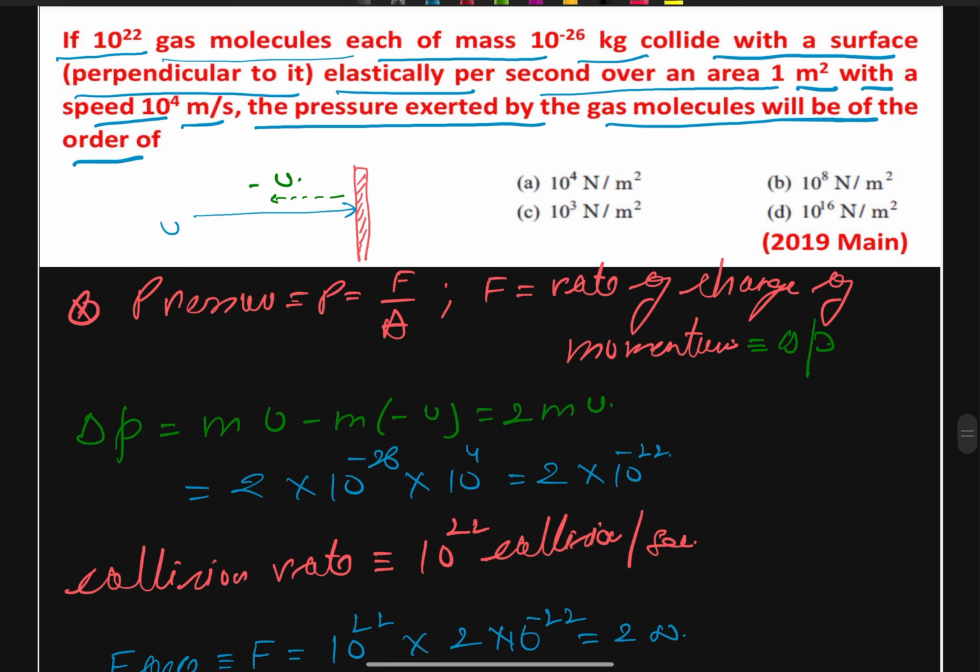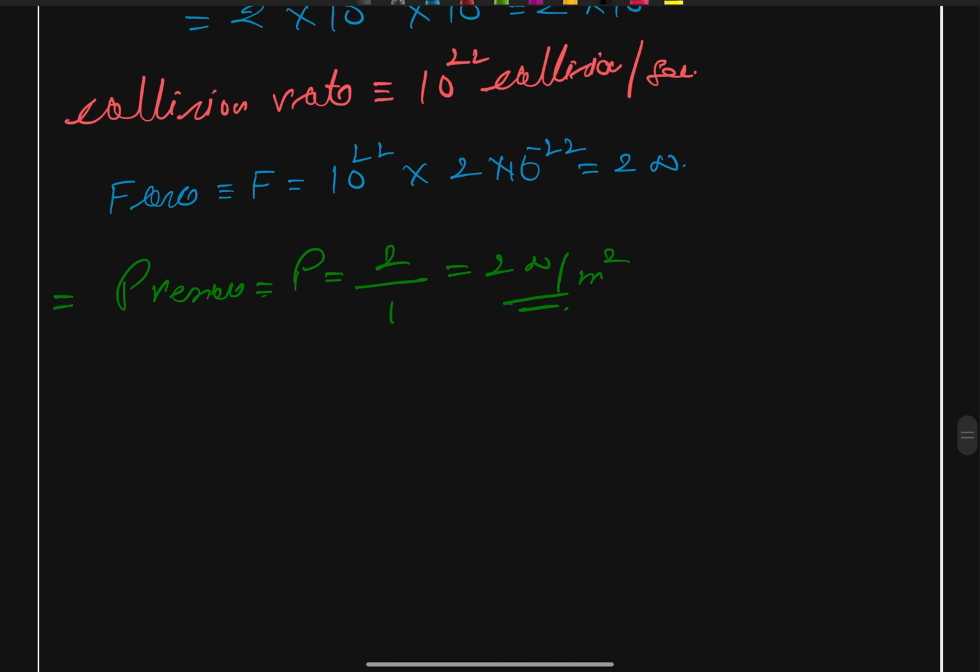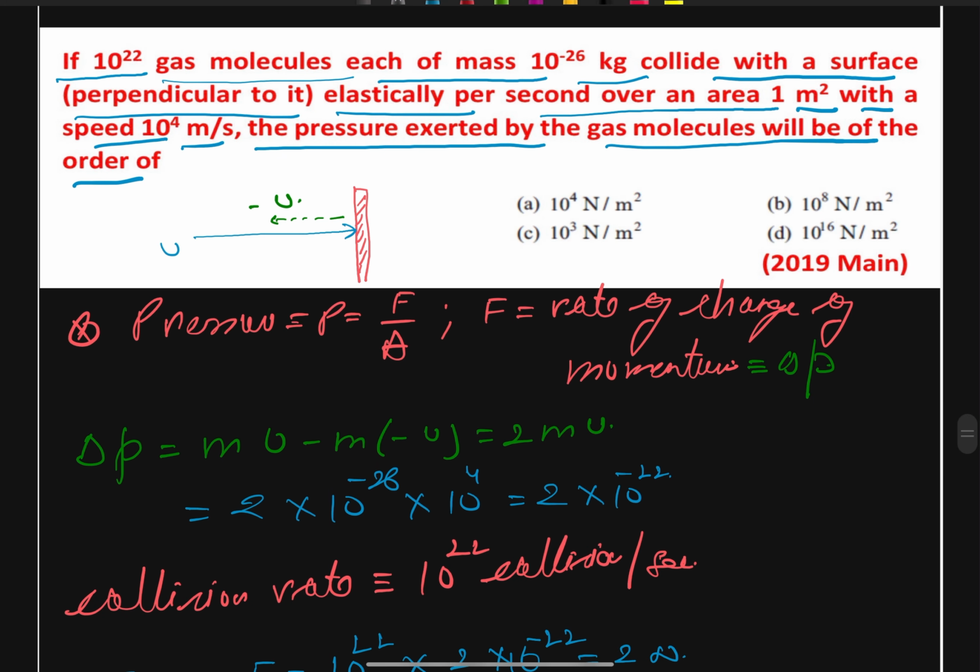Okay, it is asking the order, so this order will be 10 raised to power 0, and none of the options matches. So the correct answer will be 10 raised to power 0.